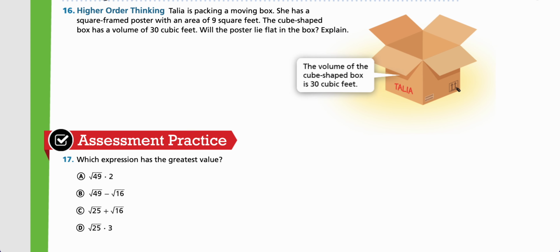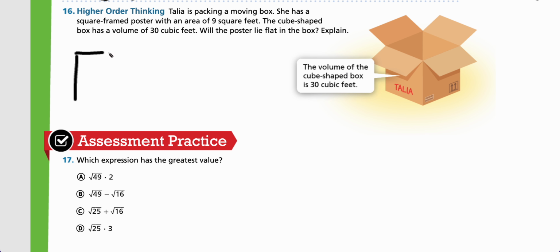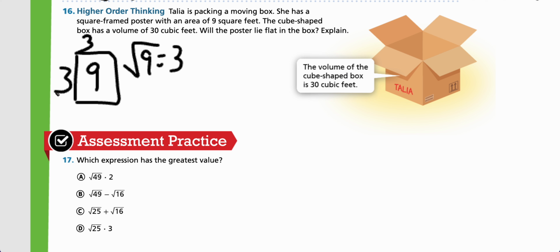Number 16 here says, Talia is packing a moving box. She has a square framed poster with an area of 9 square feet. So the square root of 9 is 3. So it's a 3 foot by 3 foot poster. Now the box has a volume of 30 cubic feet. So what do I do with that number?